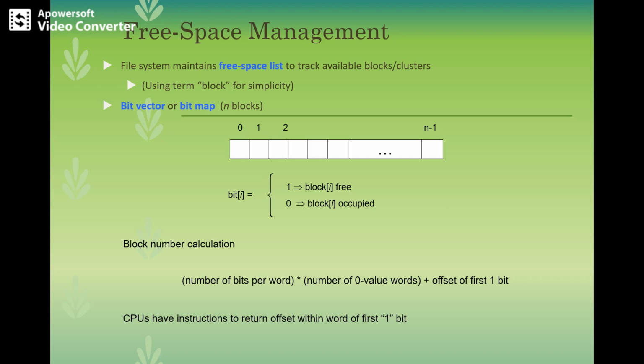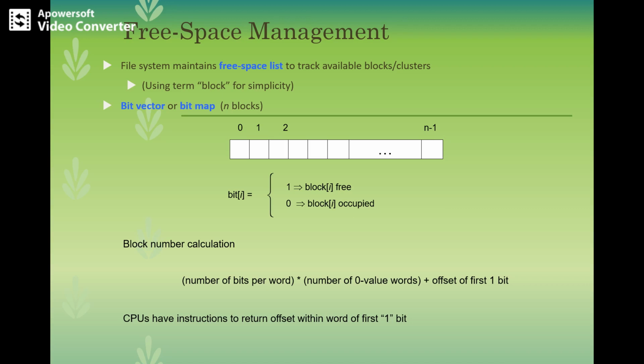The first one is the bit vector. Here the free space is implemented as a bitmap, that is, each block on the disk is represented by a bit. It uses a vector, a chain of blocks from 0 to n minus 1. Free blocks are represented by 0 and used blocks are represented by 1.